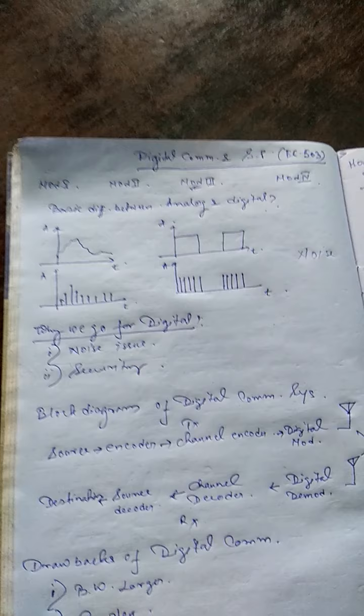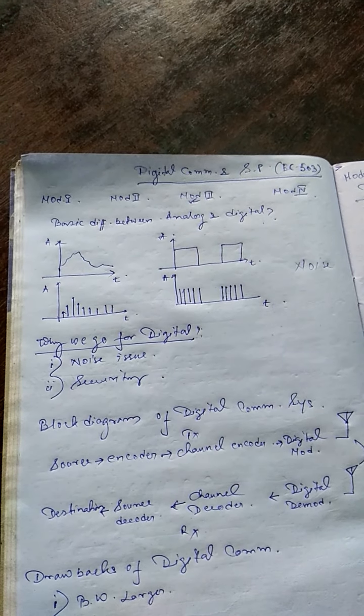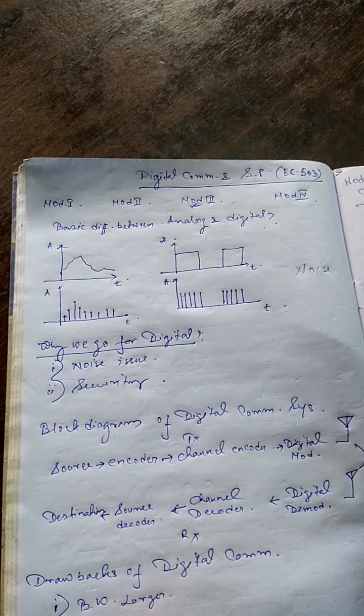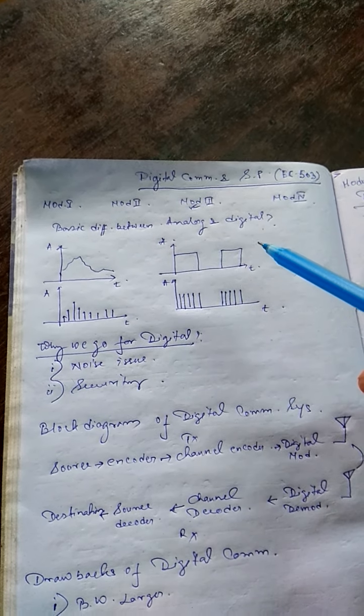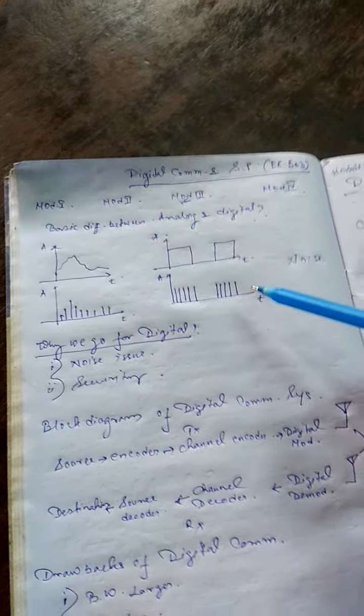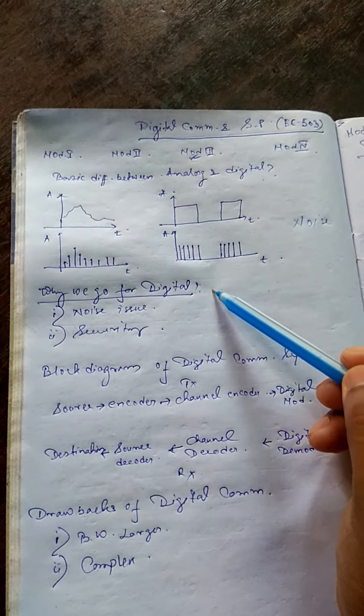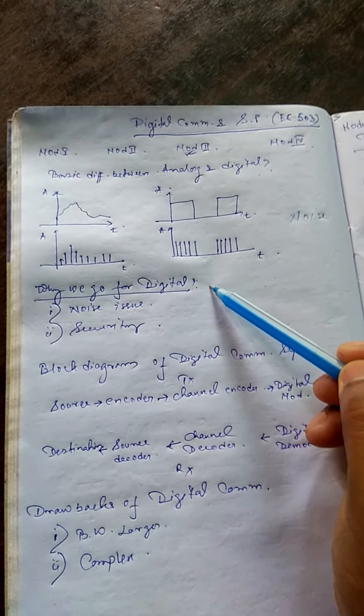And besides that, we have several types of filters by which we can distinguish the noise from my original signal. Okay, so that's the basic difference between the analog signal and the digital signal. So the next question is, why do we go for the digital signal?